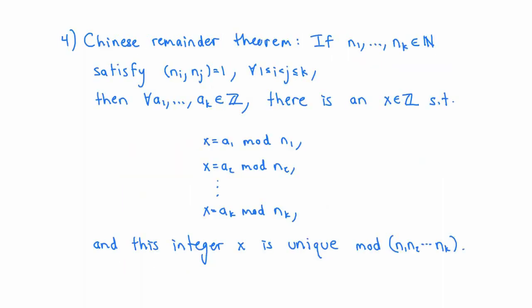The final result that I want to talk about is what's called the Chinese remainder theorem, and it's a theorem which tells us about solutions to systems of linear equations modulo different moduli.